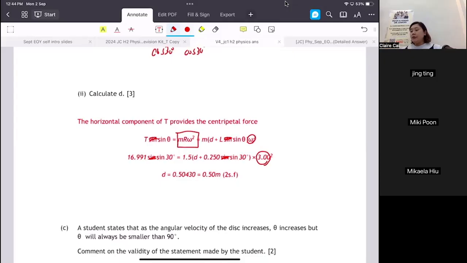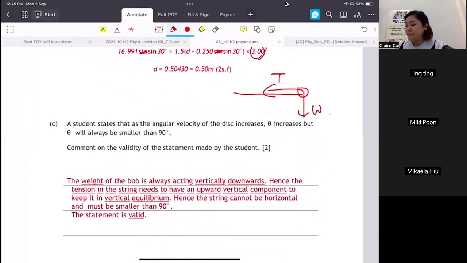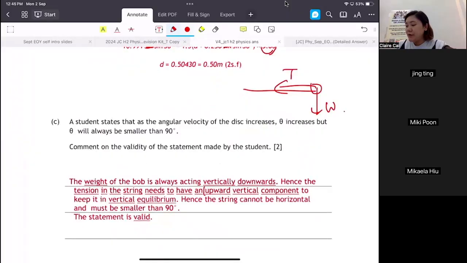As your angular velocity increases, your theta will increase, but it will always be smaller than 90. The moment it becomes 90 degrees, you see it becomes horizontal, correct? If your tension is horizontal, but there's still a weight, that's why it cannot be horizontal. If it's horizontal, then there won't be anything vertical to support the weight. So tension actually needs to have an upward vertical component to keep it in vertical equilibrium. That's why the string cannot be horizontal and must be smaller than 90 degrees.